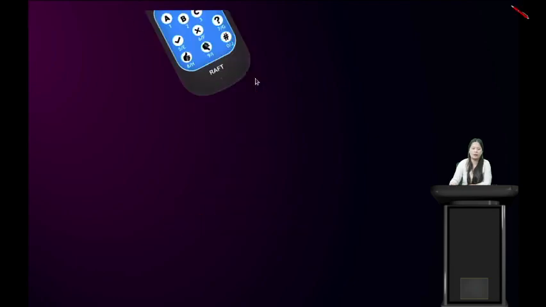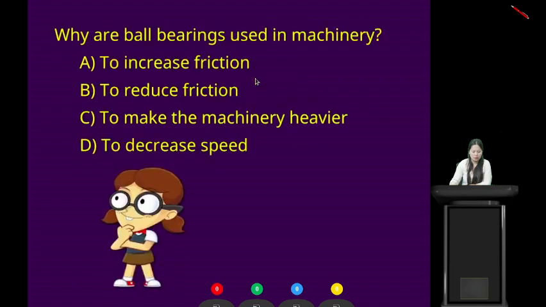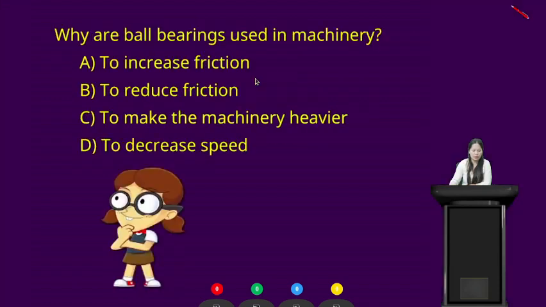Please get your rough devices ready. The question is, why are ball bearings used in machinery? Okay, we have 4 options. I'm giving you 30 seconds to answer this question. Your time starts now. Why are ball bearings used in machinery?